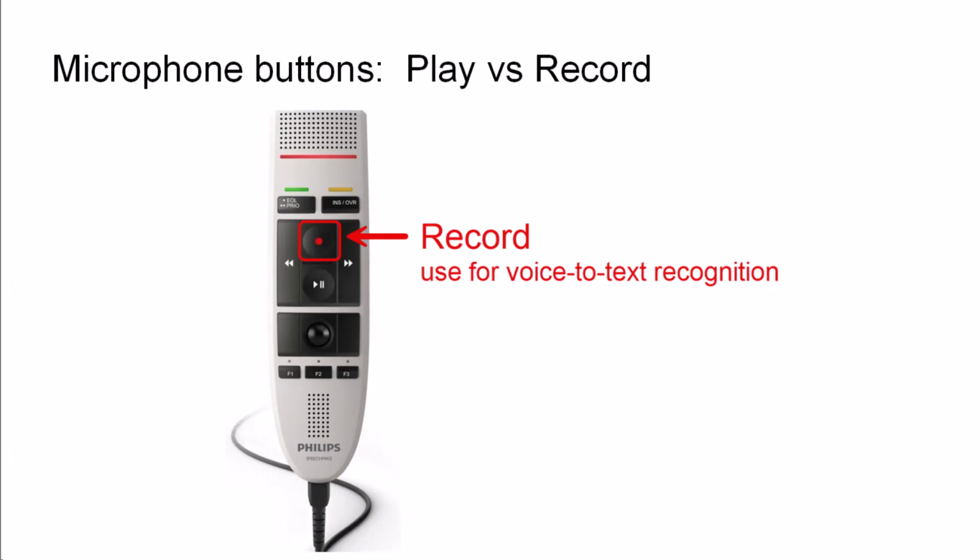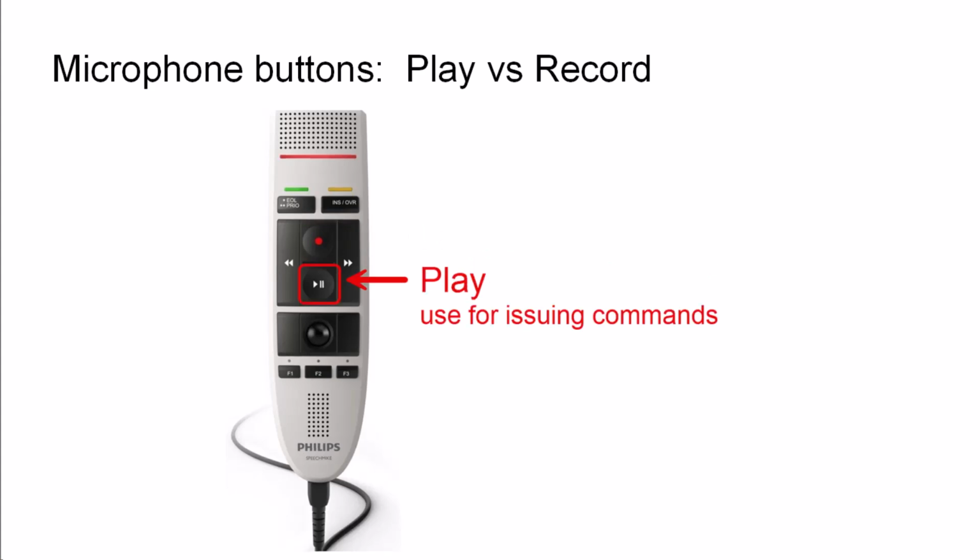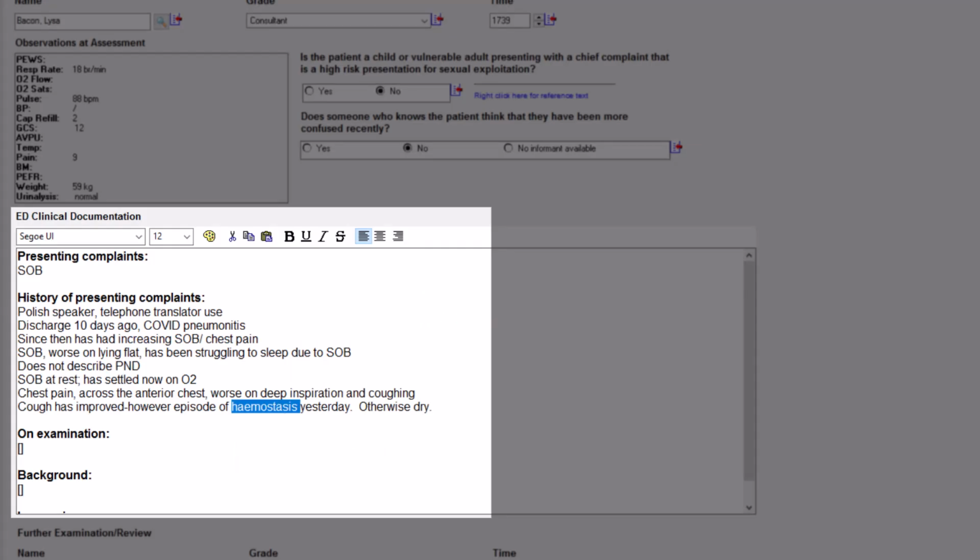Just a note about play versus record microphone buttons. Normally we will press the record button when dictating. However, when issuing a command, it's best to use the play button, as this tells the software that it is listening for a command.